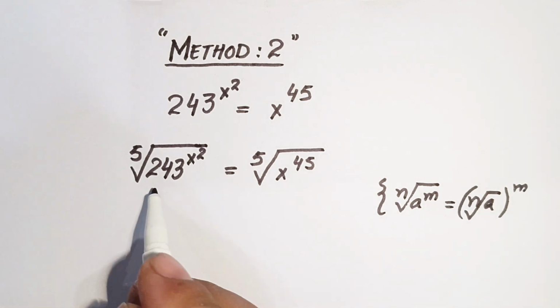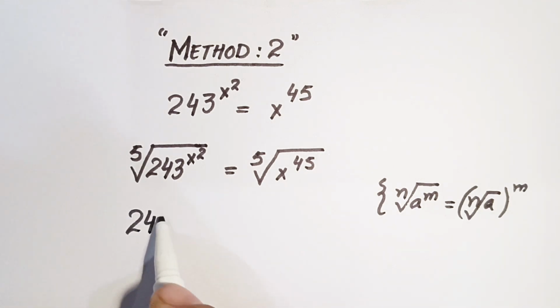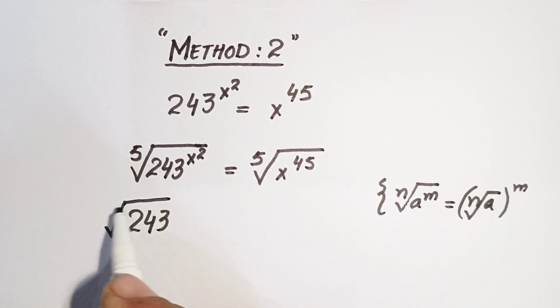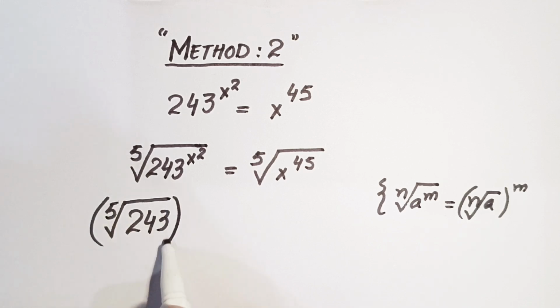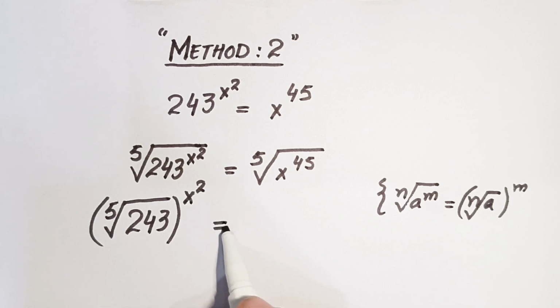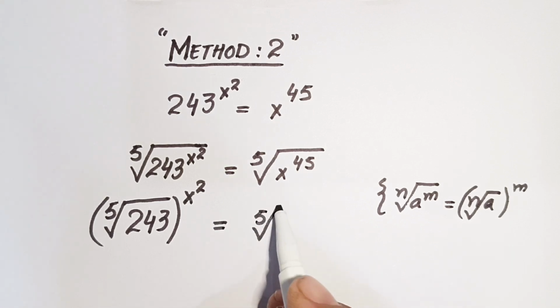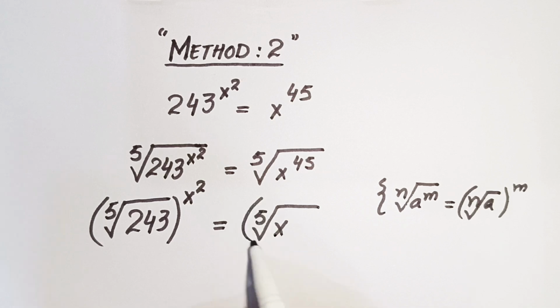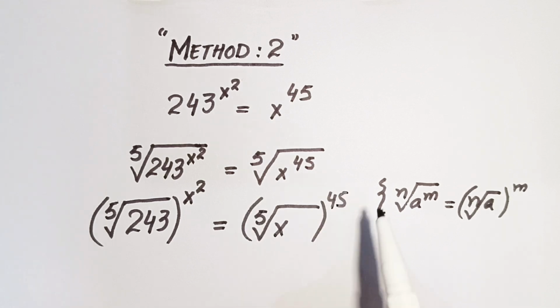So this will be written as the fifth root of 243 whole to the power x squared, since this x squared is shifted here. Similarly, the fifth root of x whole to the power 45.